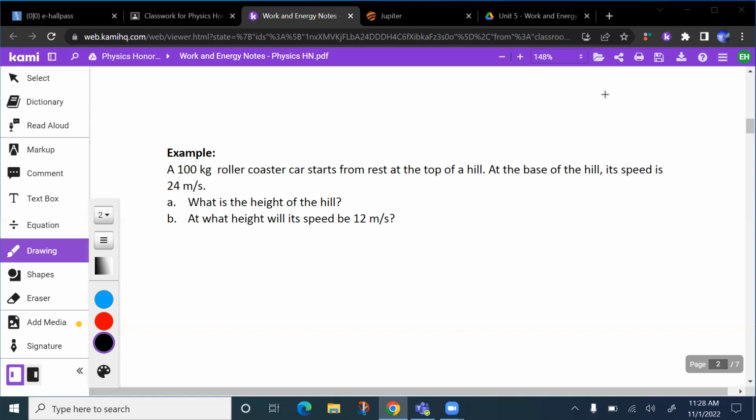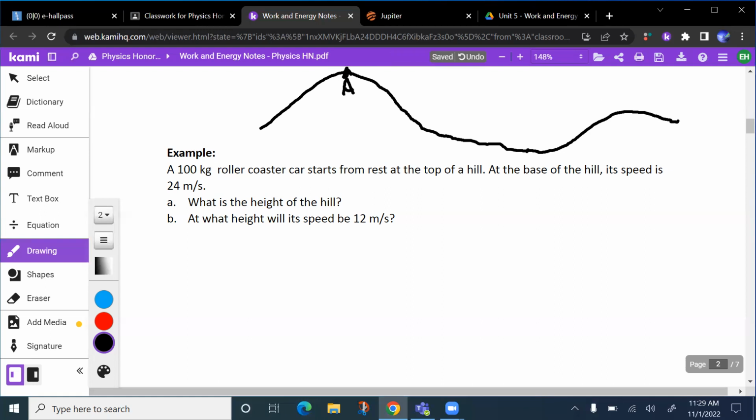So if we sketched out what this might look like, you're starting with a big hill like this, and it's coming down, and then there's some other height, right? We'll call this point A, where we're starting from, point B, the base of the hill, the bottom of the big hill, and then point C represents the height that you get to when you're at 12 meters per second.